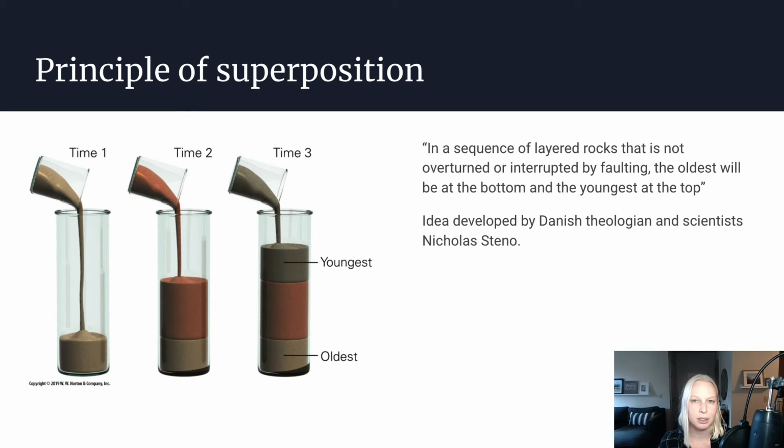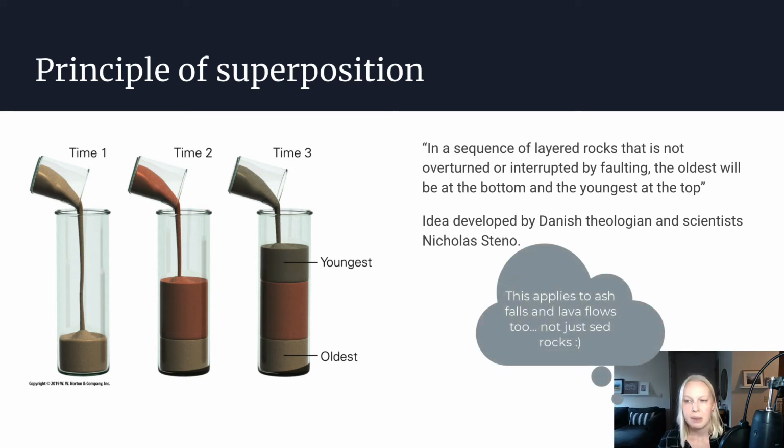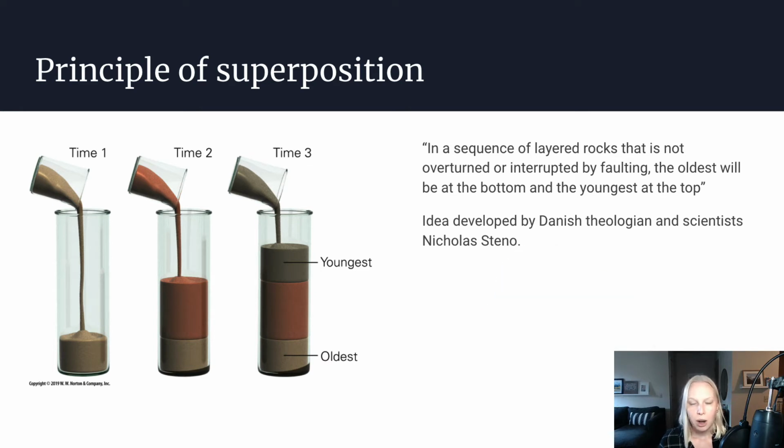Next is the principle of superposition. This basically states that in a sequence of layered rocks, sedimentary rocks in particular, as long as these aren't overturned or interrupted by any sort of faulting, the oldest rocks will be at the bottom and the youngest rocks are going to be at the top. This idea, again, was developed by Danish theologian and scientist Nicholas Steno. Again, it basically states that as long as these rocks haven't really been messed with a whole bunch, the oldest rocks can be found at the bottom and the youngest are at the top.